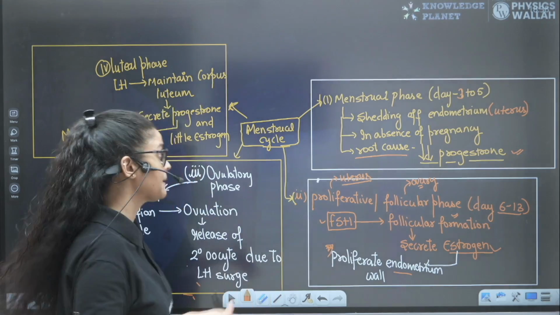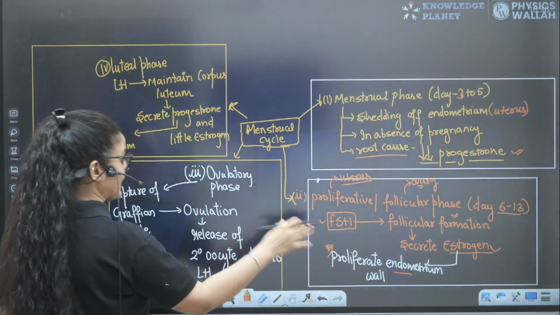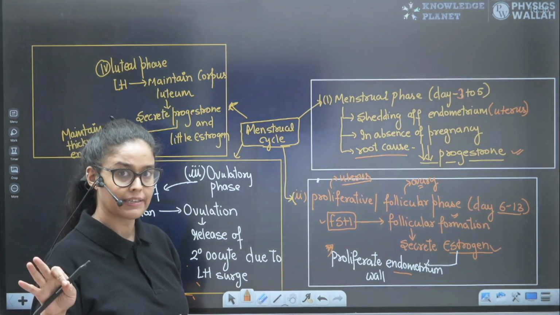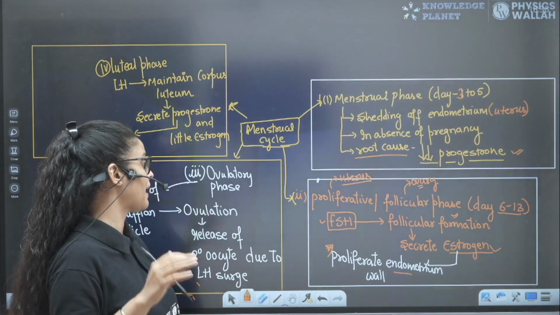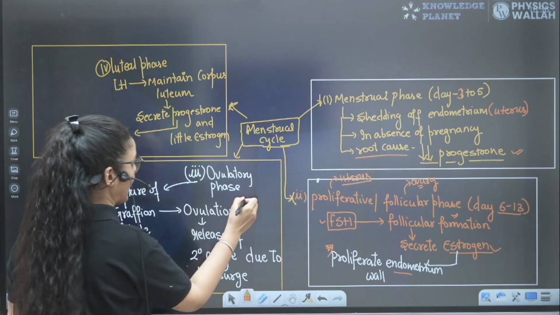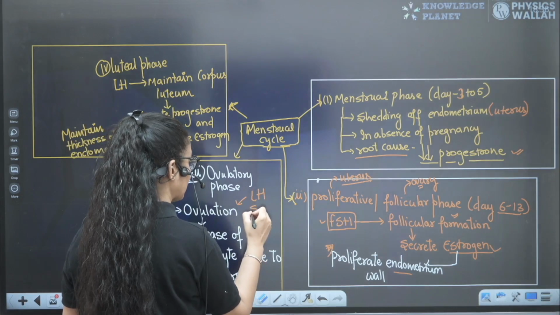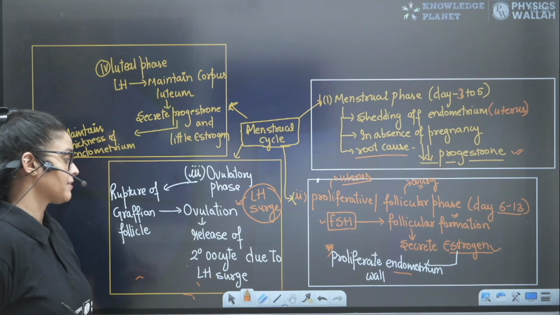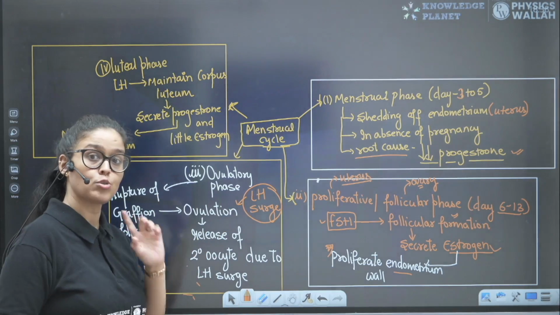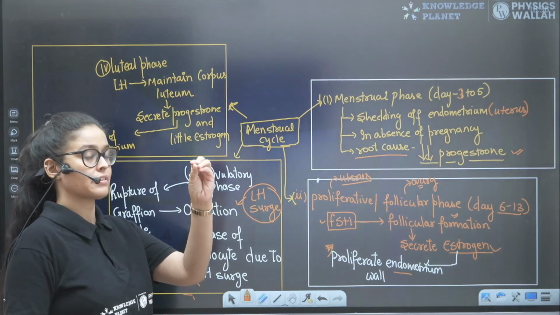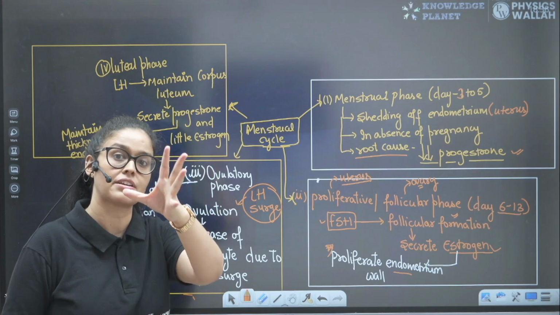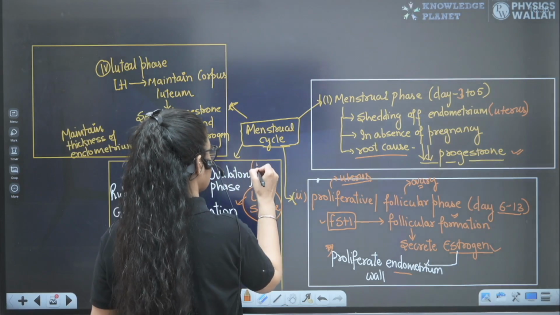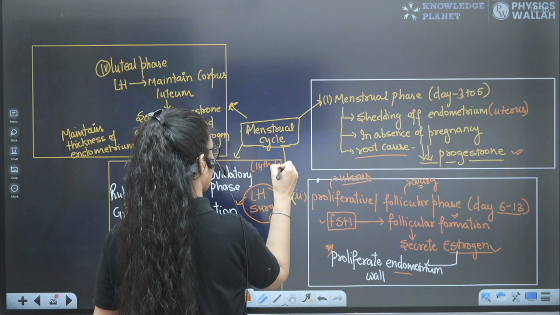NEET question, right? Now after this phase, when the estrogen level goes up on the 13th day, only on the 13th day, not on any other day, it sends positive feedback for LH secretion. And due to the LH surge, LH will be at such a peak. Due to the LH surge, the Graafian follicle ruptures to release the egg, right? NEET question: due to the LH surge, it will act on the Graafian follicle, it will rupture and release the secondary oocyte, known as ovulation, which occurs on the 14th day of the menstrual cycle, right?